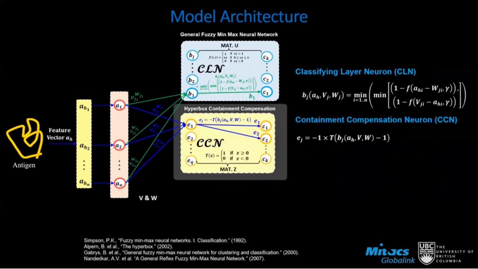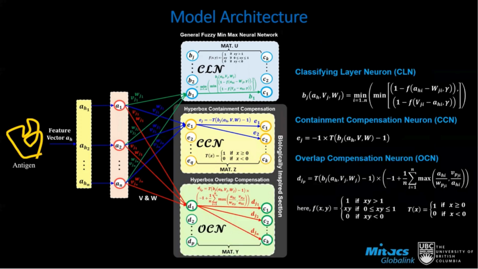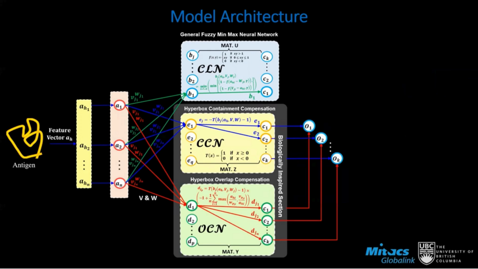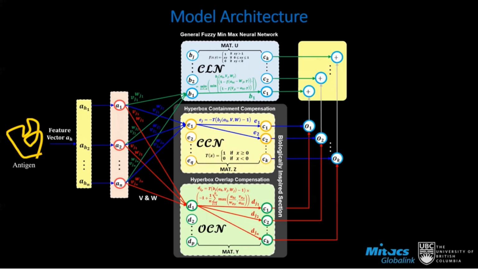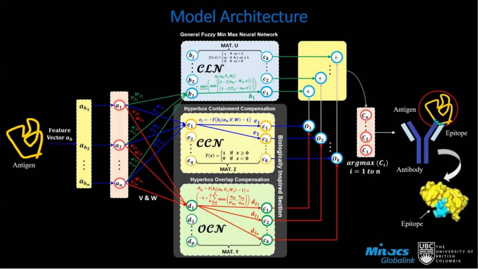The same features are also sent to a biologically inspired reflex section, which generates compensation outputs when there is hyperbox overlap or containment, reducing error in high-dimensional space. The activation functions used in the CLN, CCN, and OCN sections are also illustrated here. Next, the outputs are combined. And the final prediction is obtained by applying argmax to the class membership values to determine the class of the input sample.